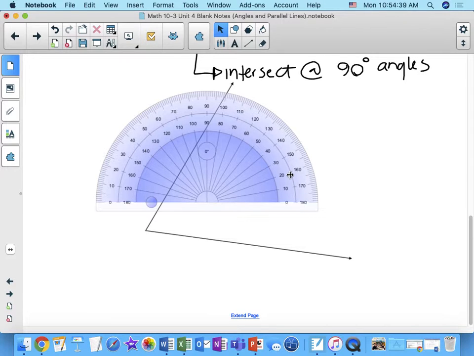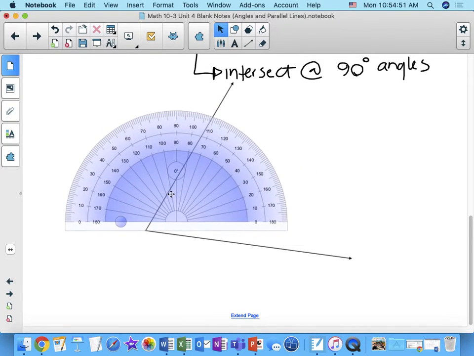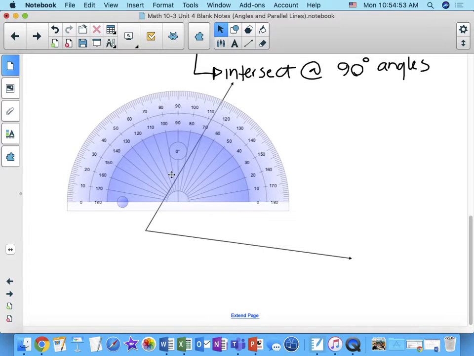Okay, so another thing that you guys will need to know how to do is to measure angles with the protractor. The idea with this is we want to take the vertex of the angle, which is kind of the pointy part, the corner.